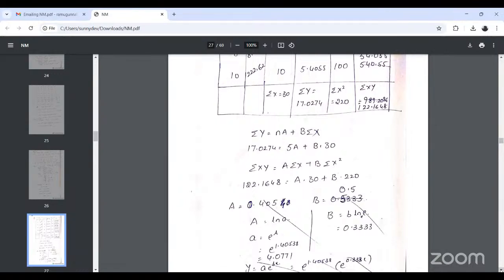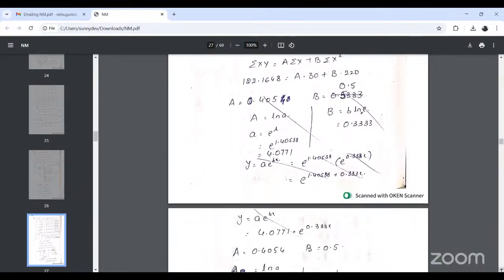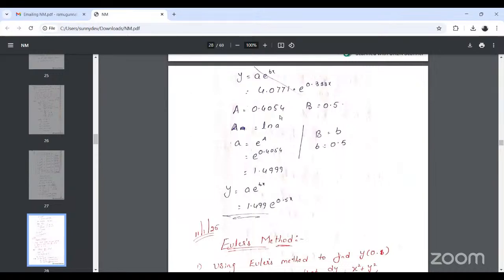So we can substitute in that normal equations: summation of Y equal to NA plus B into summation of X, and summation of XY. All the values we can substitute here, so we need to find the A and B values. After substituting, capital A equal to 0.4054 and capital B equal to 0.5. But capital A equal to ln a, then a becomes e power of A, that becomes e power of 0.4054, and b equal to small b and capital B equal to 0.5. So this is the thing.